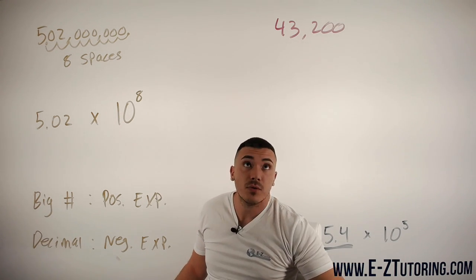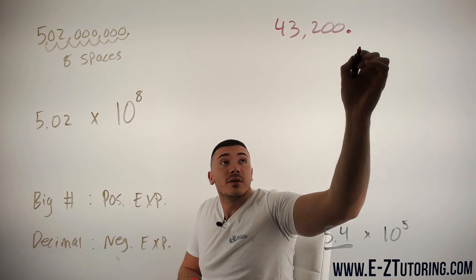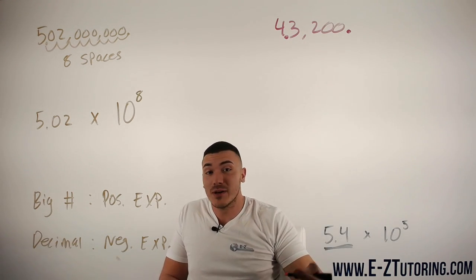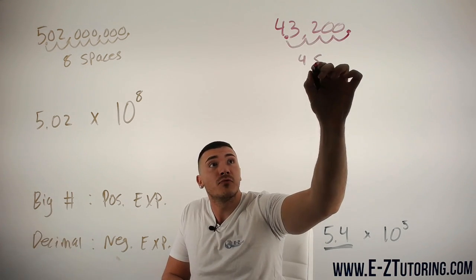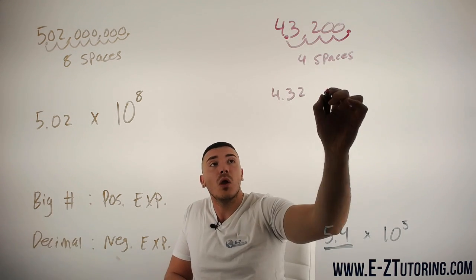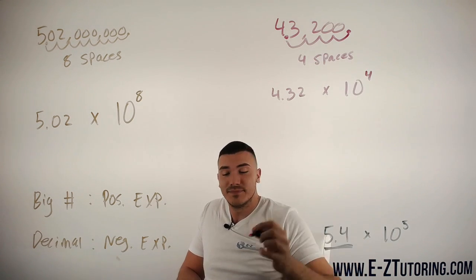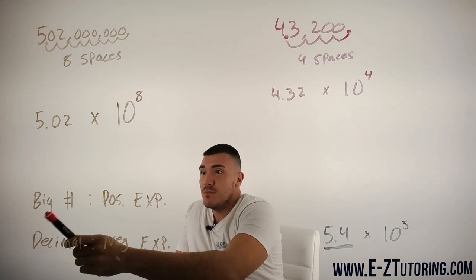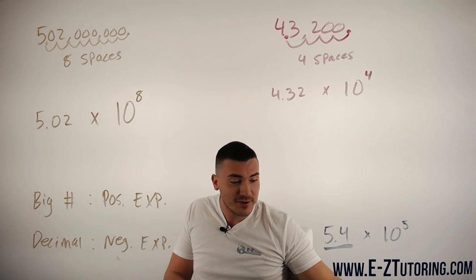So now let's go ahead and do this example, and we'll go ahead and do a decimal as well. So the decimal is over here. We must relocate it over here so we can get 4.32, which is a number between 1 and 10. So to relocate it there, we go 1, 2, 3, 4 spaces, 4 spaces. So we write our new number, which is 4.32, and we do times 10. And then the power is going to be the number of spaces, which was 4. Now we think, is the exponent positive or negative? Well, this is a big number. It's not a decimal, so we have a positive exponent. So we leave it like that, and that is our answer.